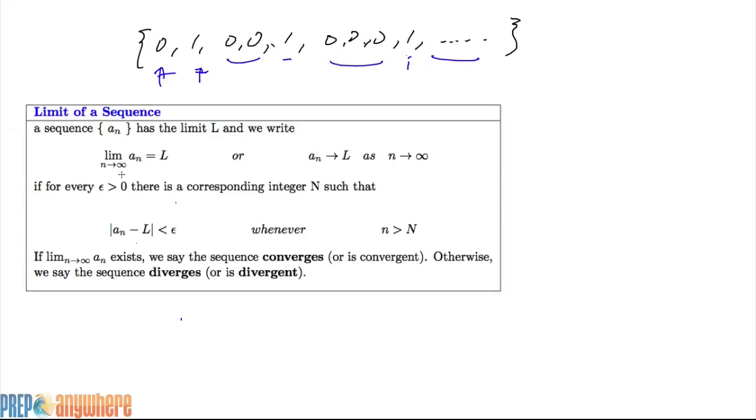Okay, so it says here, it converges to L if for every epsilon that's greater than 0, there is a corresponding integer n such that when we make it bigger than n, it's guaranteed, for every epsilon, that every a_n minus L, the distance between these two, is within epsilon.